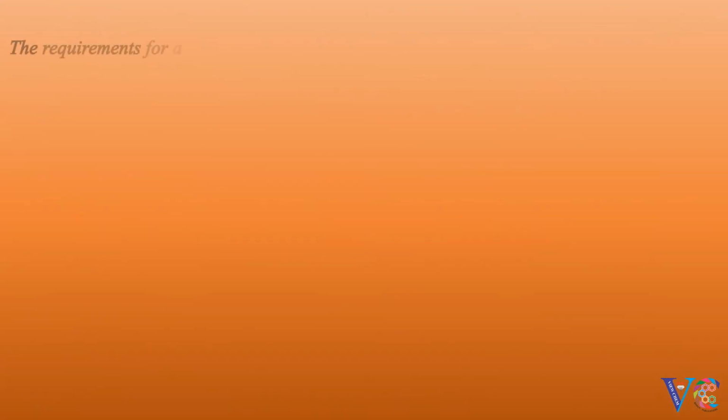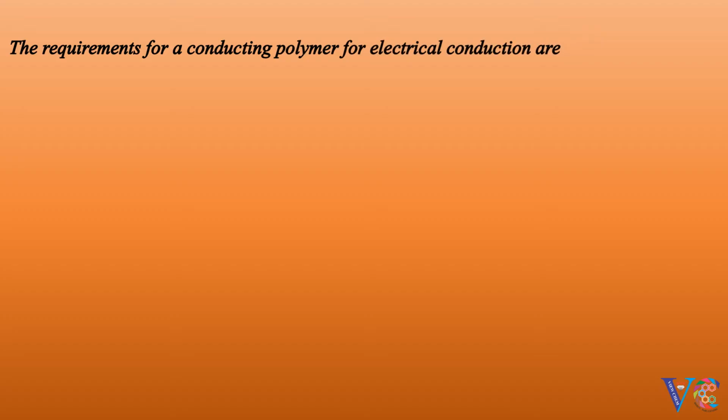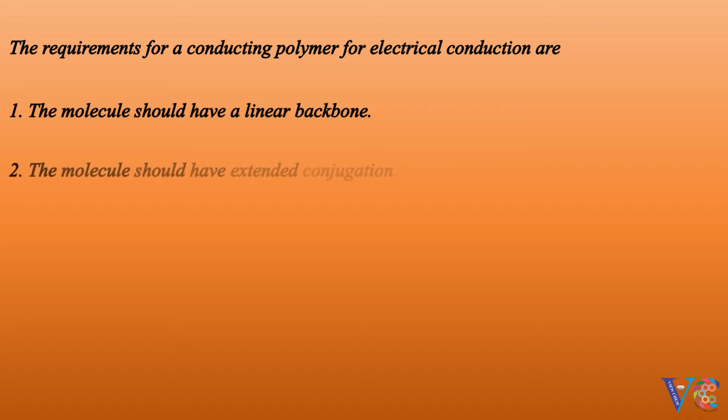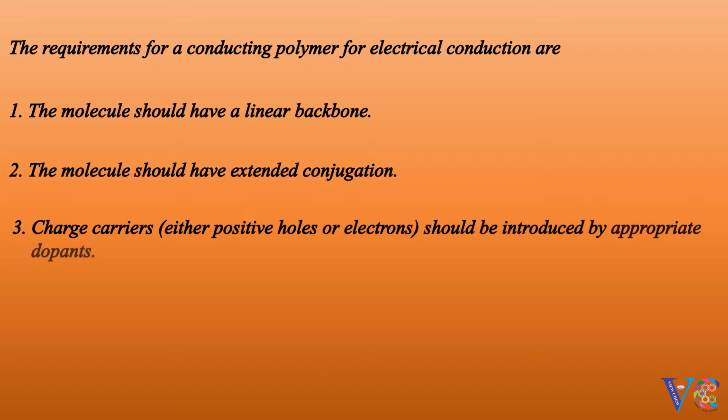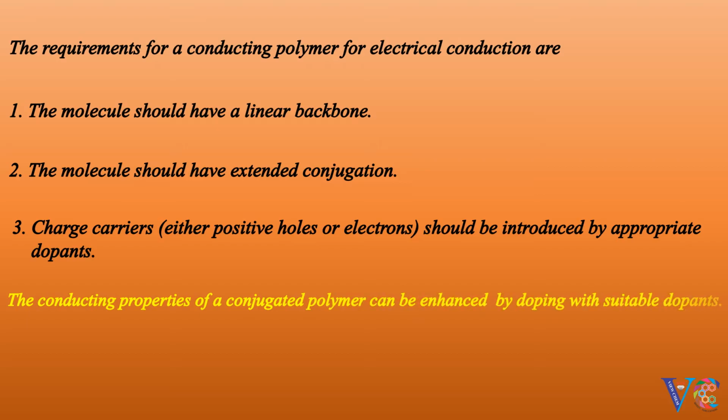The requirements for a conducting polymer for electrical conduction are: the molecule should have a linear backbone. The molecule should have extended conjugation. Charge carriers, that is, either positive holes or electrons, should be introduced by appropriate dopants. The conducting properties of a conjugated polymer can be enhanced by doping with suitable dopants.